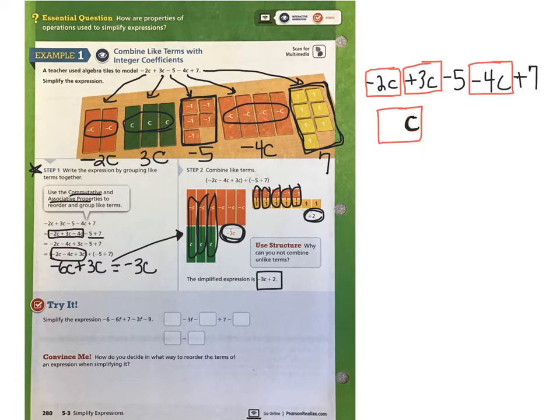That new term with a c on it is what we get when we add negative 2 plus 3 minus 4. So what do we get when we do that? We get a negative 3.